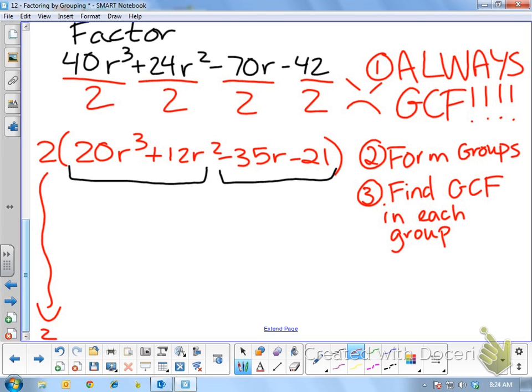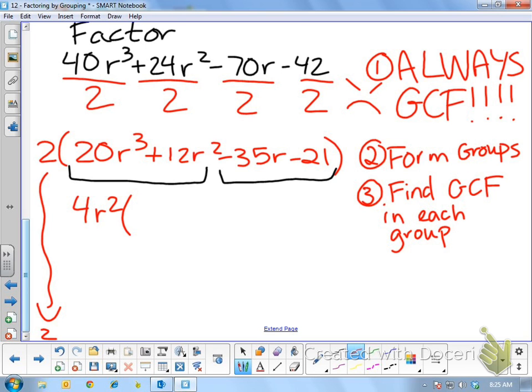In my first group, 20r to the third plus 12r squared. What divides into 20 and 12? 4, 2, 5 divides into 20 but not 12. 6 divides into 12 but not 20. So it looks like our highest one is 4. And then we also consider our variables. Do they both have a variable? Yes. R to the second. Why did we pick the second? It's the last one in that group.